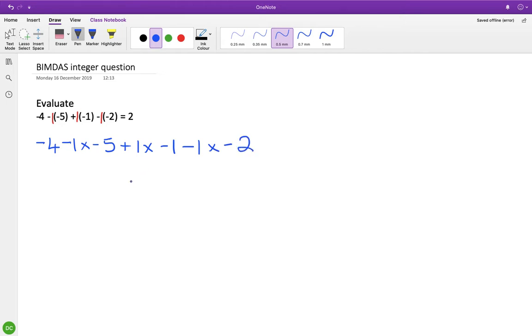So I have additions and subtractions and multiplications, and the multiplications will win out because of BIMDAS. So we don't have any brackets, we don't have any indices, so then multiplication is next. And if we have a number of multiplications, we do the multiplications from left to right.